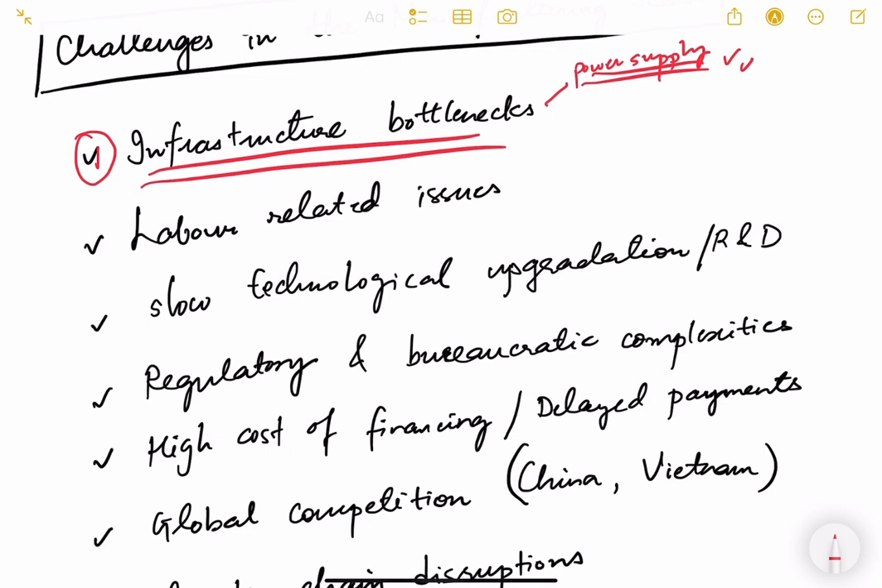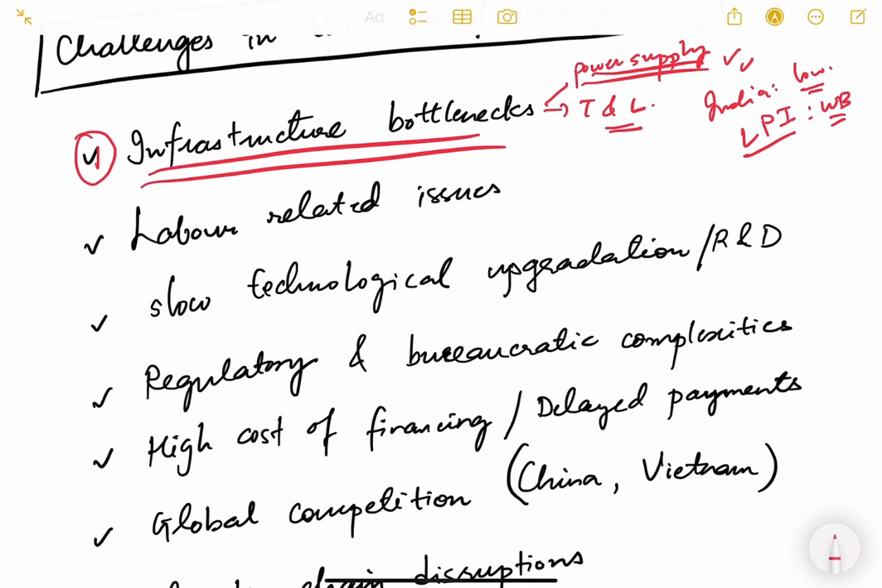Okay, so if power supply is not adequate or is not proper, then it results in slow growth of the manufacturing sector. Then the second infrastructure bottleneck would be related to transport and logistics. Okay, so poor roads, railways, and port connectivity increase the transportation costs and also delay transportation. And for India, if we talk, India ranks relatively low when it comes to the World Bank's Logistics Performance Index. Okay, the Logistics Performance Index is given by the World Bank, and we rank very low here, due to inefficiencies in these areas.